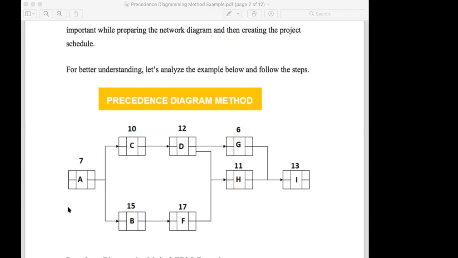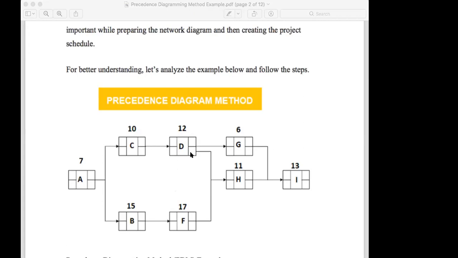So if I repeat it again, you start with the A activity, say excavation or whatever it is. It takes 7 days. Then after completing A, you start B and C. C takes 10 days, B takes 5 days. Then after completing C, you can start D. After completing B, you start F.